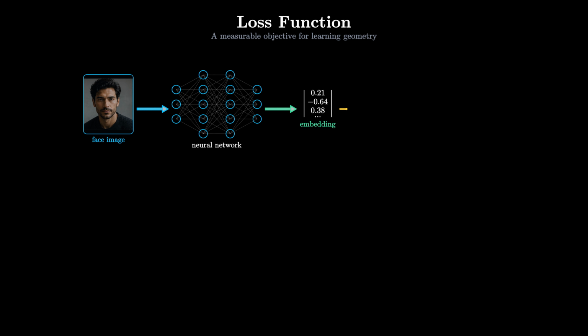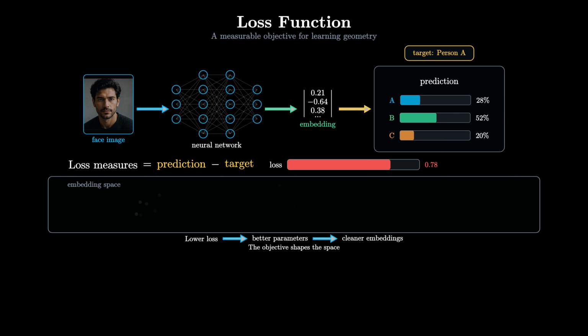Softmax. To organize embedding space, the neural network needs a clear optimization objective. This objective is defined by the loss function. The loss tells the model how wrong it is, and the network adjusts its weights to reduce that error. Softmax loss is a common choice.